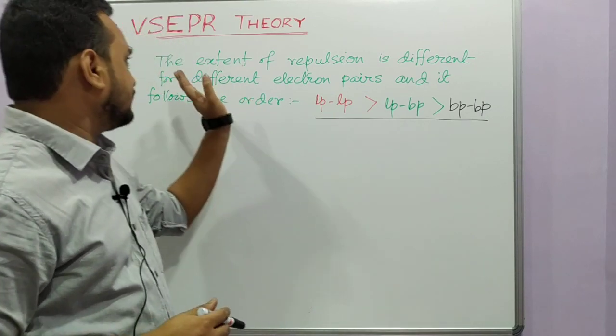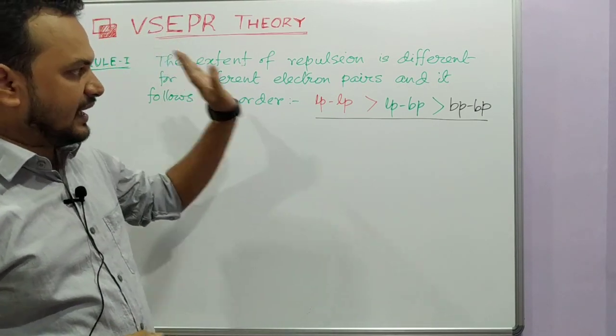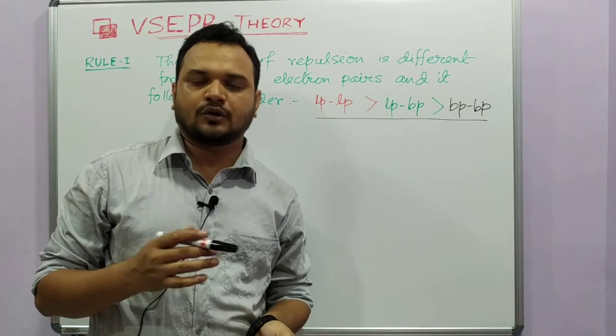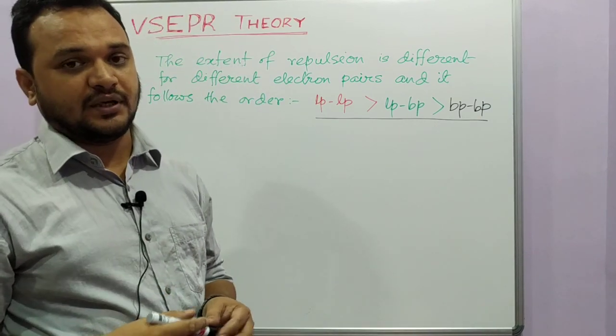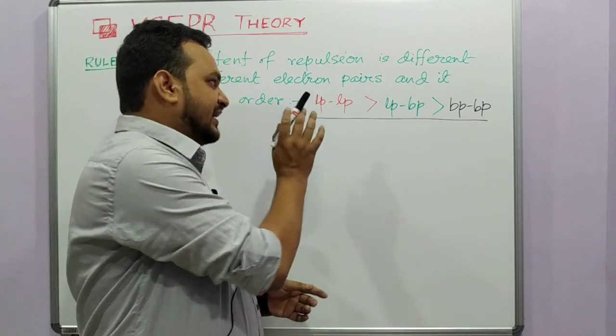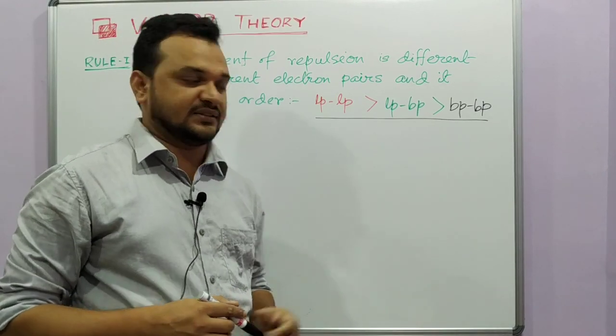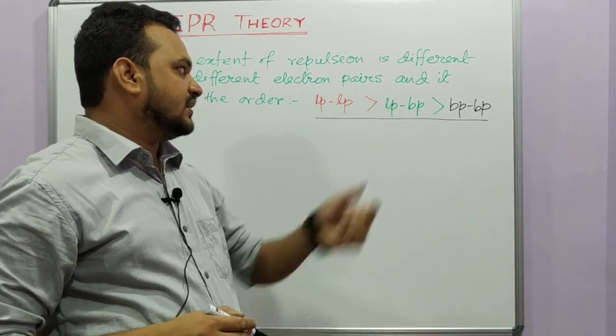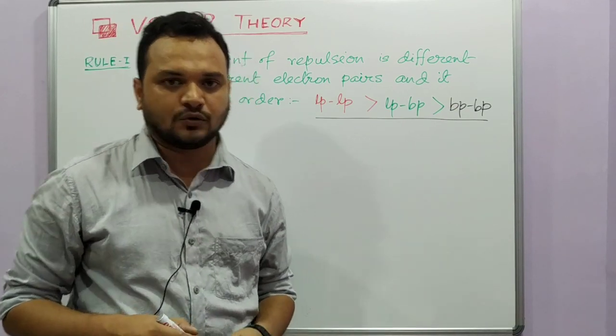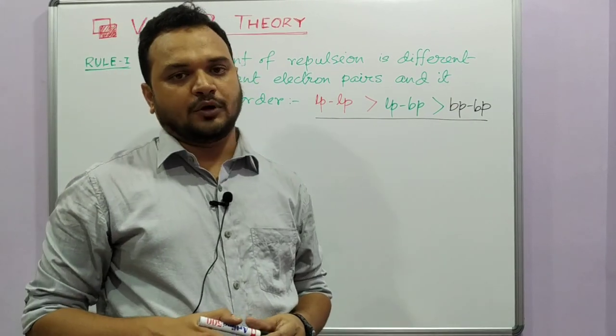So what is the first rule saying? That they are repelling, whether it is two lone pairs, two bond pairs, or one lone pair and one bond pair, each of them is repelling, but the extent of repulsion is not the same in each case. It follows a particular order: lone pair-lone pair is greater than lone pair-bond pair, which is greater than bond pair-bond pair.